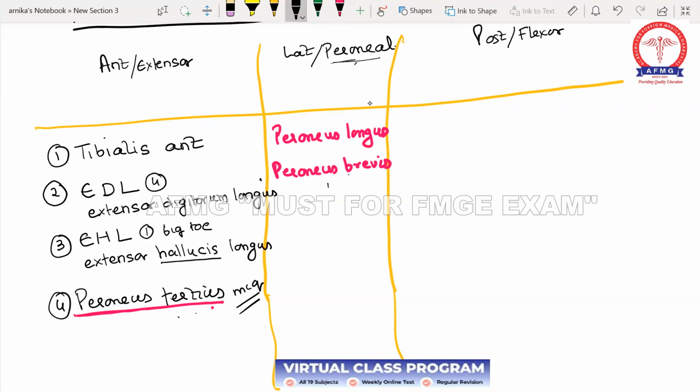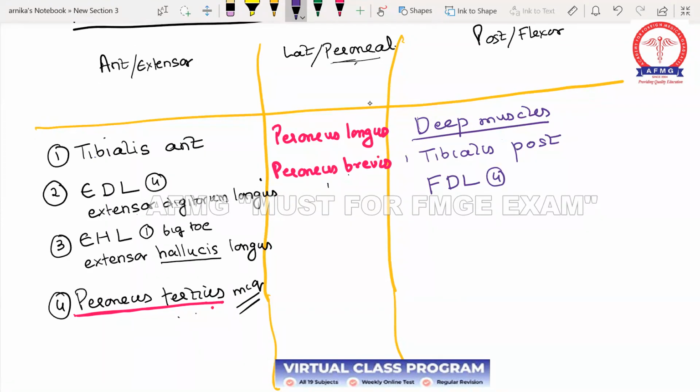Then in the posterior compartment, you have 2 groups of muscles, deep muscles and superficial muscles. The deep muscles will go according to the anterior compartment. This is tibialis anterior, so here we will have tibialis posterior. This is extensor digitorum longus, so here we will have flexor digitorum longus, 4 tendons. This is extensor hallucis longus, so here we will have flexor hallucis longus, 1 tendon.